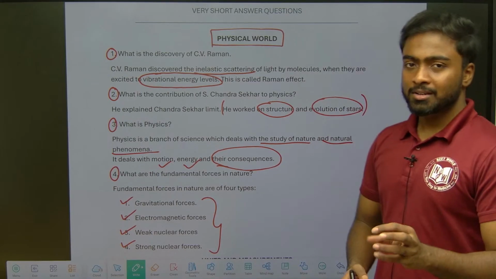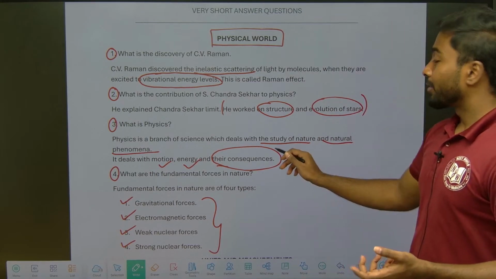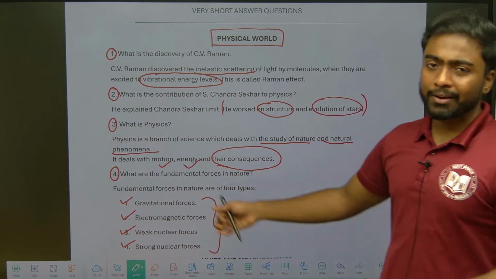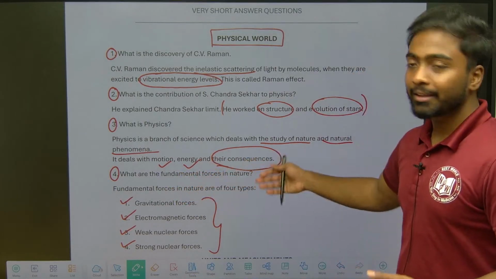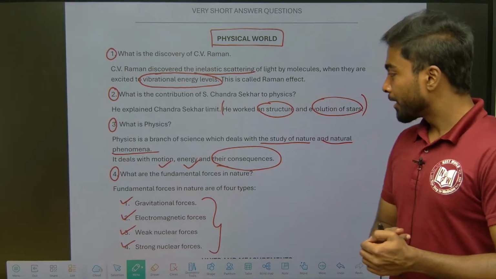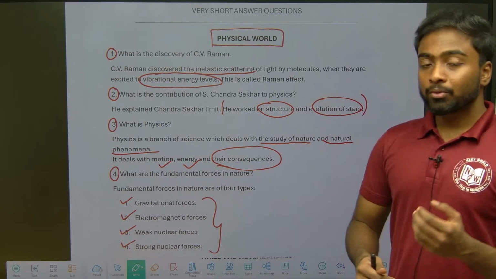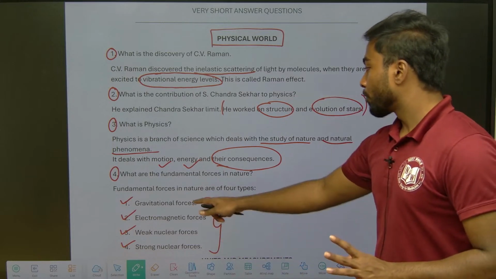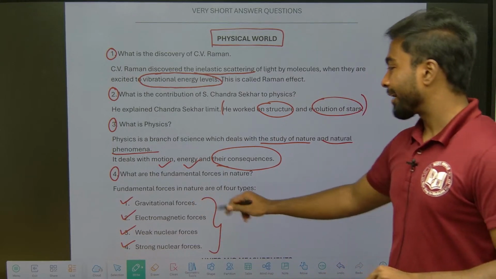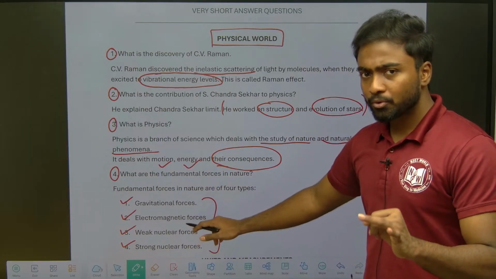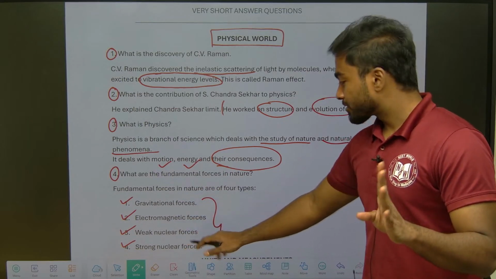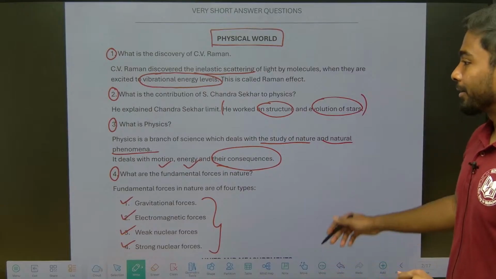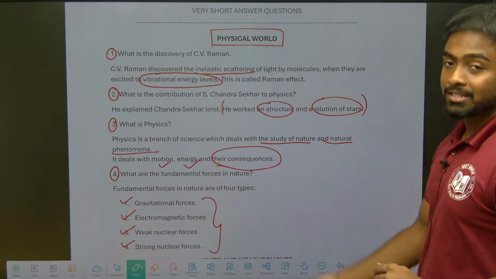And what is physics? It deals with the study of nature and natural phenomena, for example motion, energy and their consequences. And the fourth question is, what are the four fundamental forces? The fundamental forces in nature are of four types: gravitational force, electromagnetic force, weak nuclear force and strong nuclear force. You can take a note of this and we can go for the next chapter.